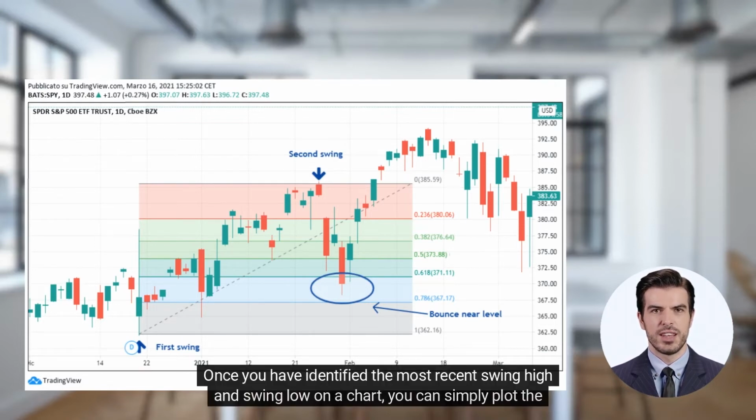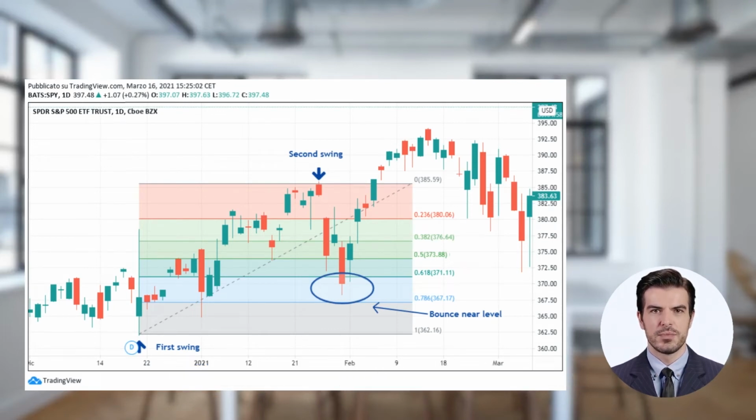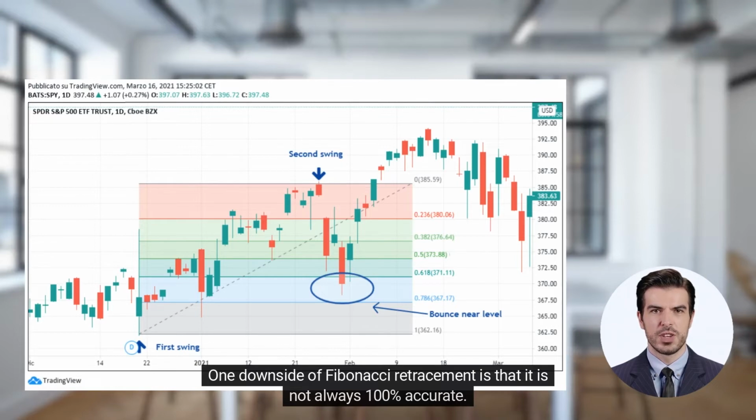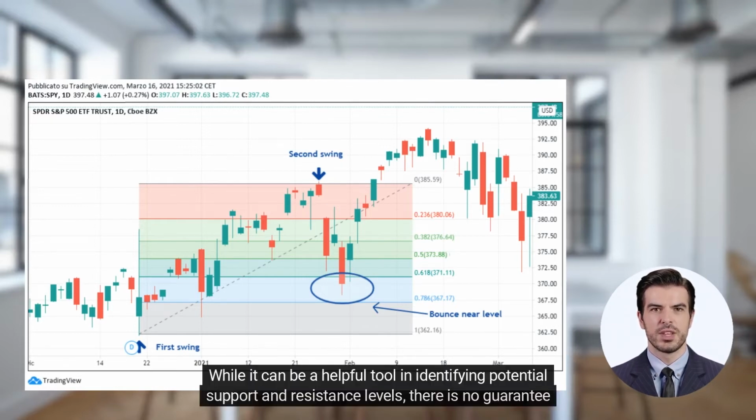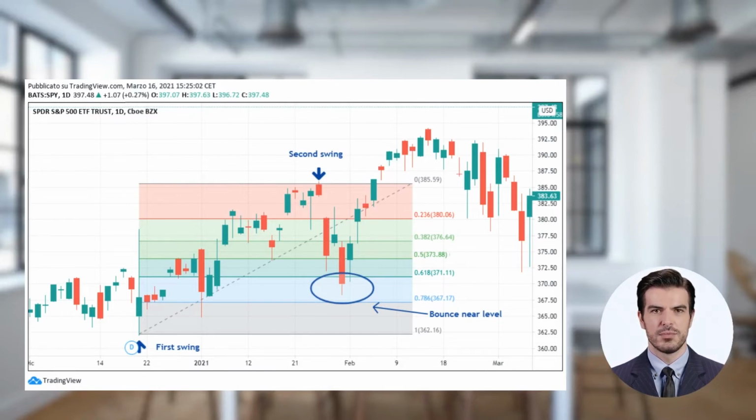Once you have identified the most recent swing high and swing low on a chart, you can simply plot the Fibonacci levels and look for potential trading opportunities. The cons. One downside of Fibonacci retracement is that it is not always 100% accurate. While it can be a helpful tool in identifying potential support and resistance levels, there is no guarantee that the price will reverse at these levels.